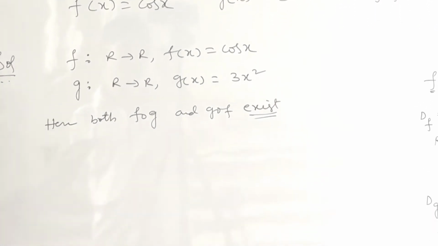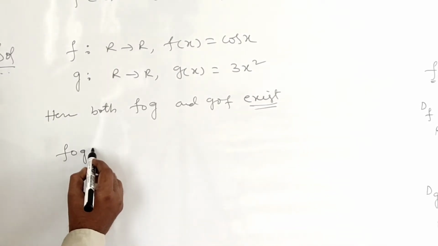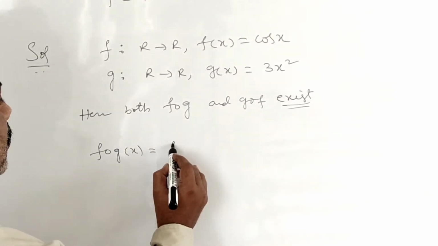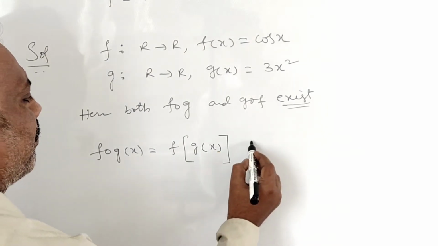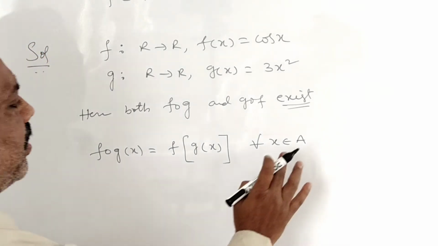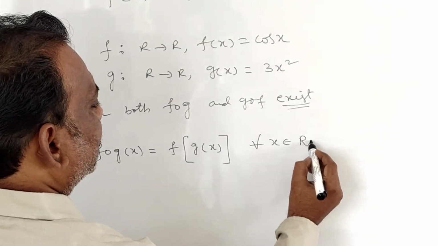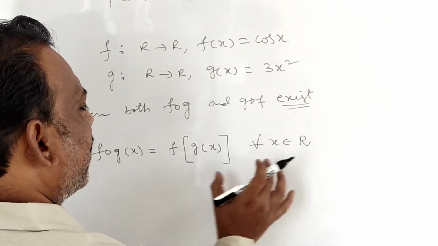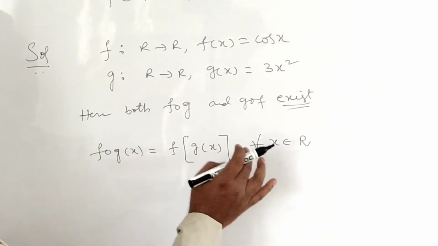If F circle G exists, what is the formula for that? For F circle G, you take x, one point in the domain. So F of G of x is the formula. You remember students, you have to write for all x belongs to A, so all the elements. Here the domain is R, so you write x belongs to R. For all real numbers x, if you take any real number, it should satisfy. That is the formula: F circle G of x is F of G of x.